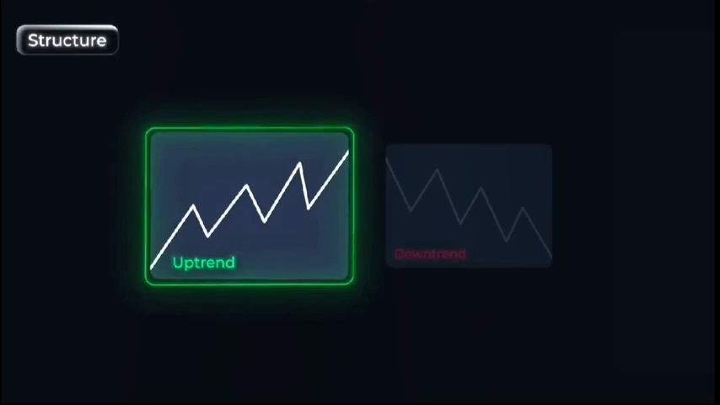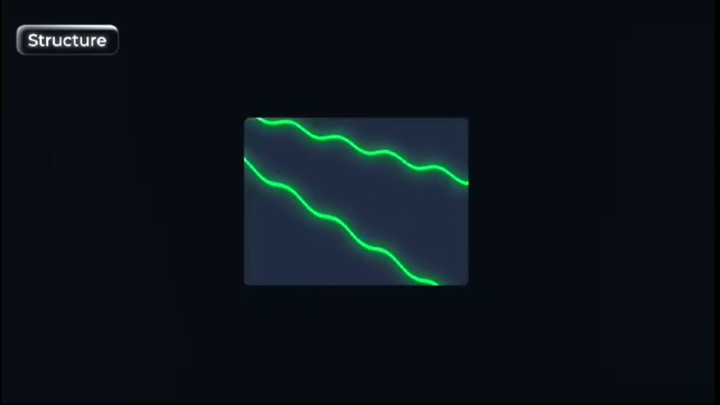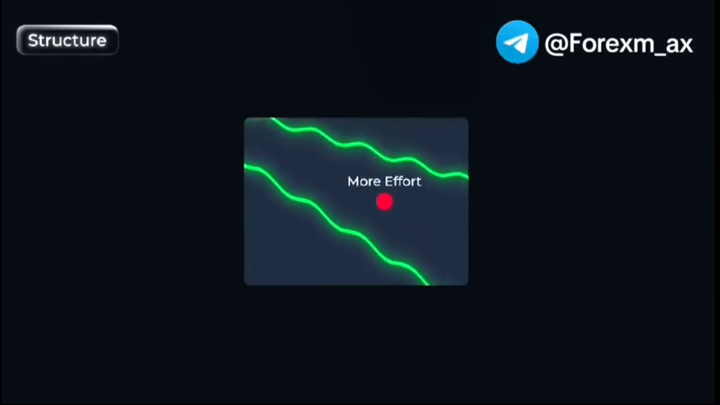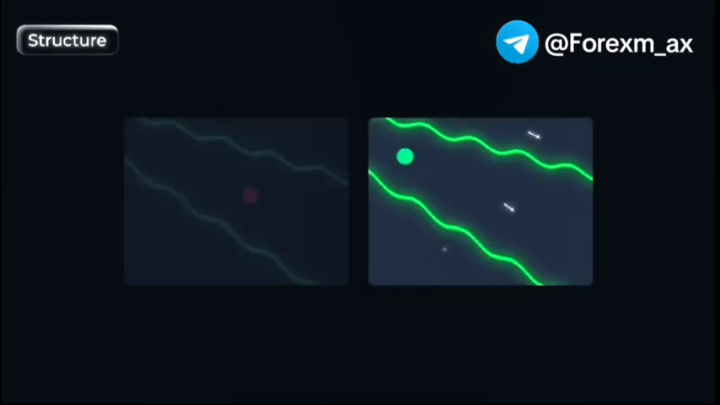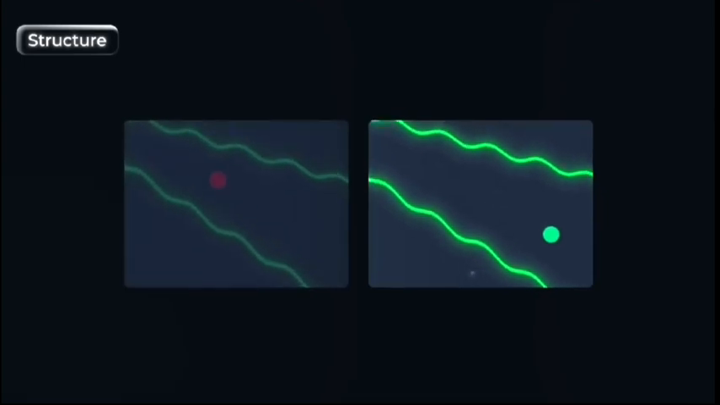If the structure is in an uptrend, then we only look for long trades. And if the structure is in a downtrend, then we only look for short trades. An analogy for this is swimming in a river. If the current is moving downstream and you decide to swim against the current, not only will you move slower, but you'll also use more effort trying to fight the momentum. But if you swim with the current, you'll end up moving faster, while also using less effort because you're being helped by the momentum of the river.